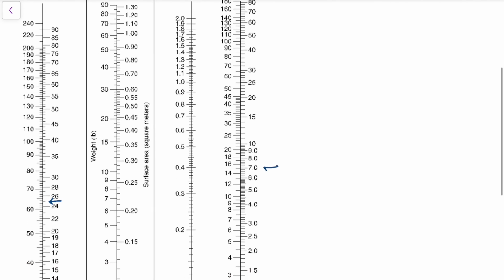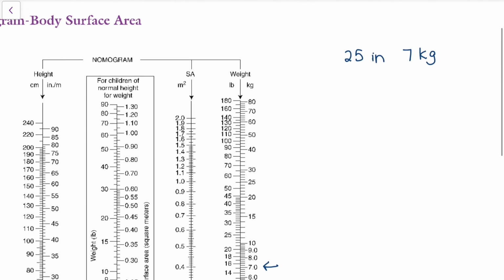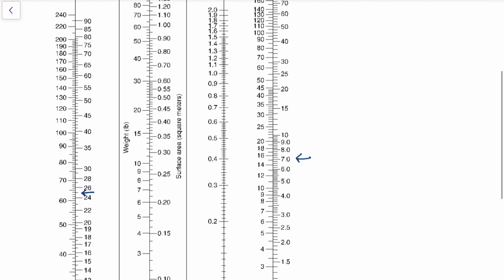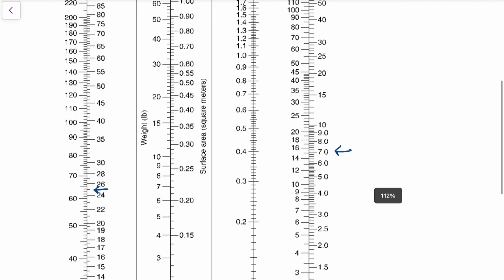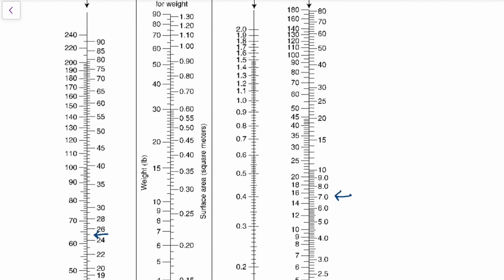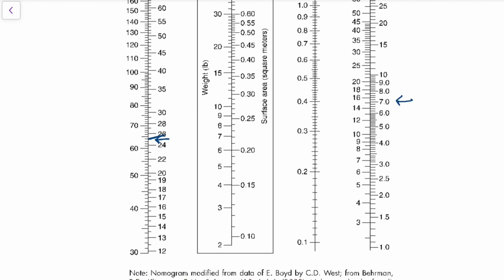Now be careful because there's a 7 on this side, but if you look at the top, that's 7 pounds. So just be really careful what side you're using of the West Nomogram because that's going to greatly change your answer. So now I'm going to be as accurate as I can. Hopefully you're more accurate using a ruler on a piece of paper.